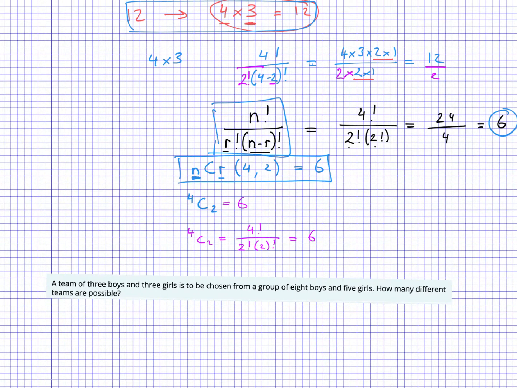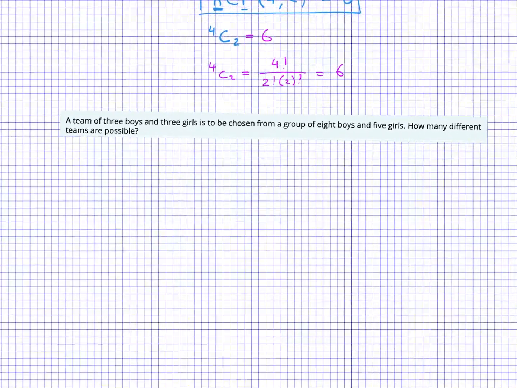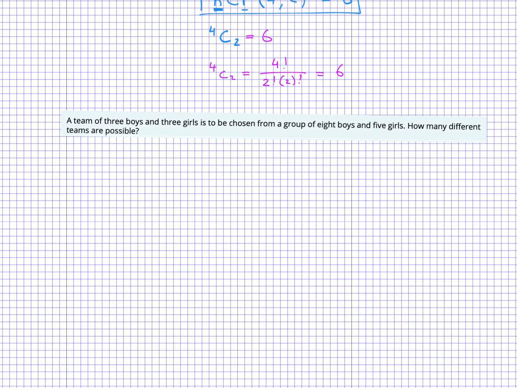So we've got a team of 3 boys and 3 girls to be chosen from a group of 8 boys and 5 girls. How many different teams are possible? So this has got multiple parts. Let's break it down. We want 3 boys and 3 girls. 3 boys can be chosen from 8. 3 girls can be chosen from 5. So using my notation, I have 8 choose 3 for the boys, and I have 5 choose 3 for the girls. So now I just need to calculate what these are.